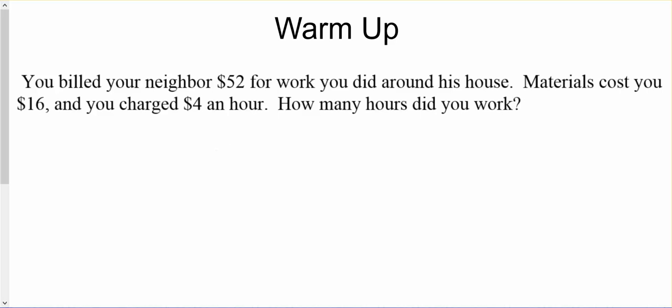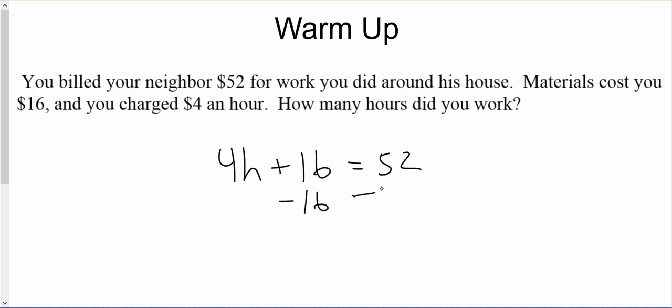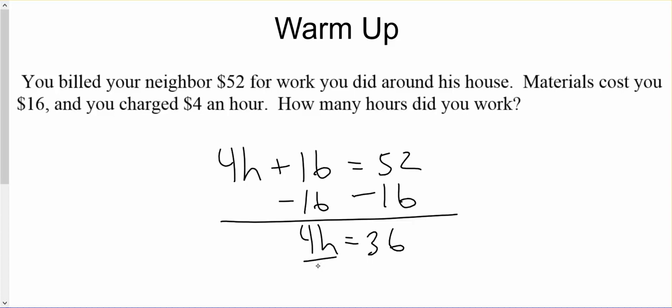So 4H plus 16 is going to equal 52. If we subtract 16, we get 4H equals, what is this, 36, divide by 4, and we must have worked 9 hours.